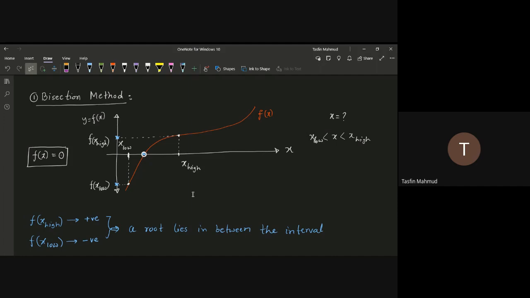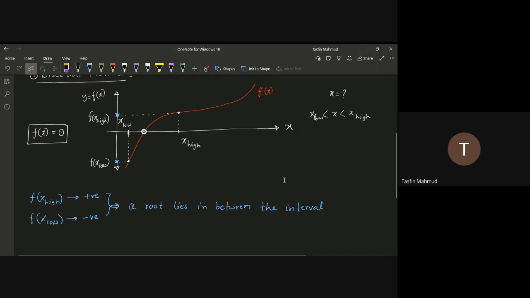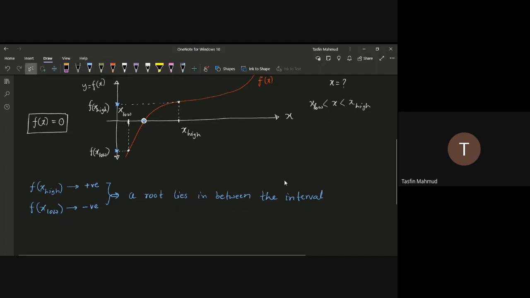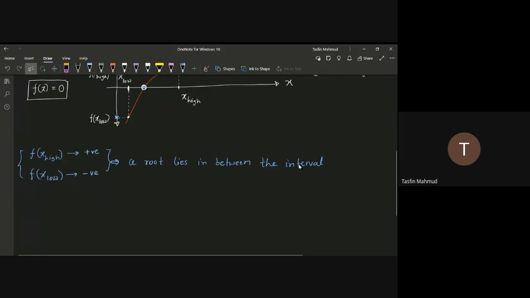So we should have this type of situation, or we may have the alternate combination, where the function value at x high is negative, or the function value at x low is positive. We may have this type of situation as well. So in this case also a root lies in between.